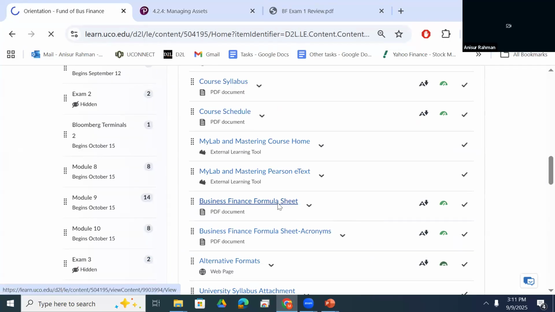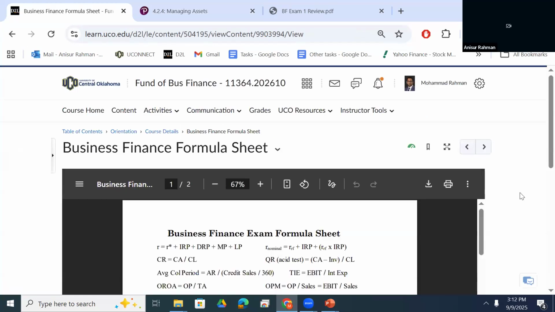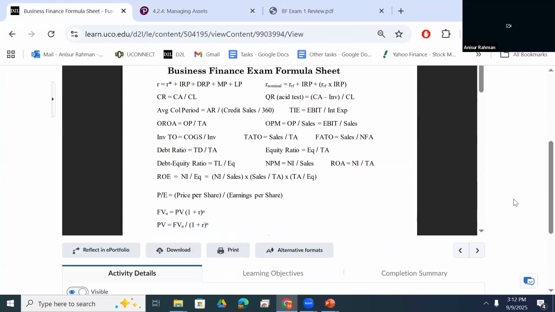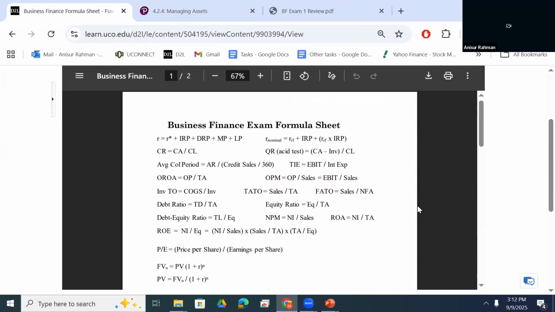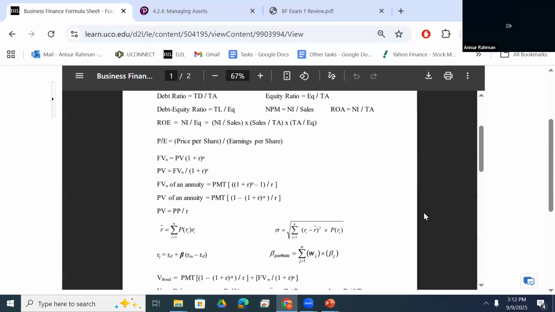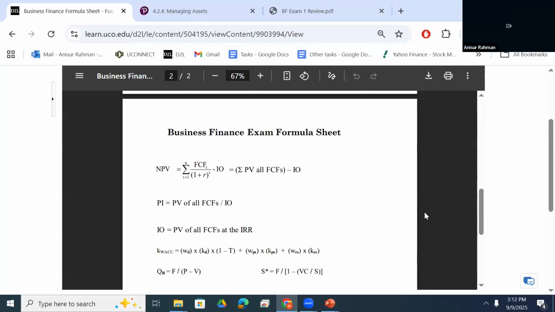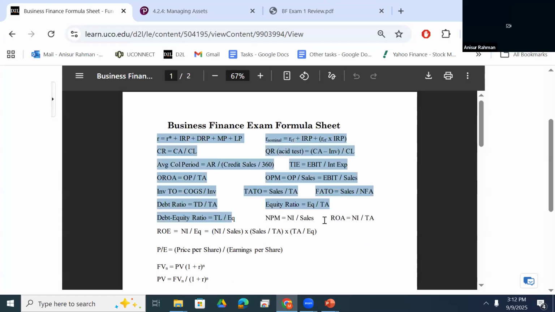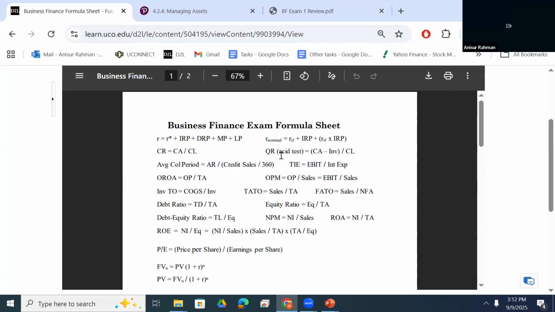So this is a formula sheet. I'll print the formula sheet for you. I'll bring the Scantron for you. This formula sheet is based on the entire textbook. So your formulas are probably just up to this. Make sure you understand what each of these mean.